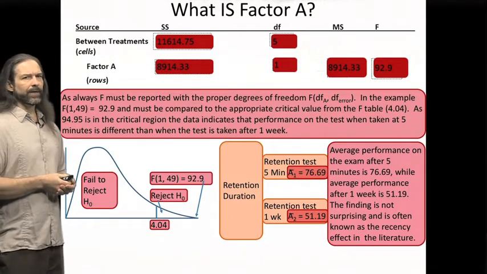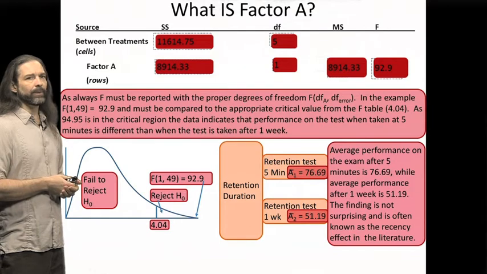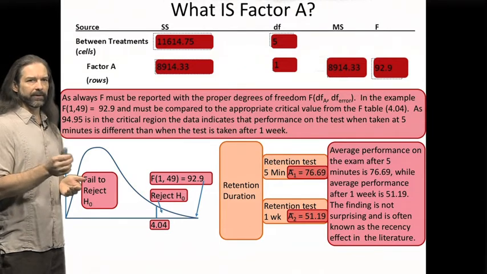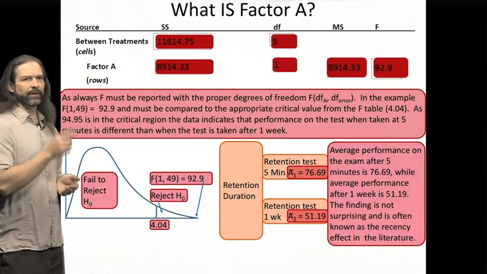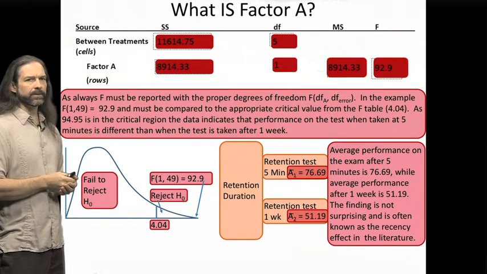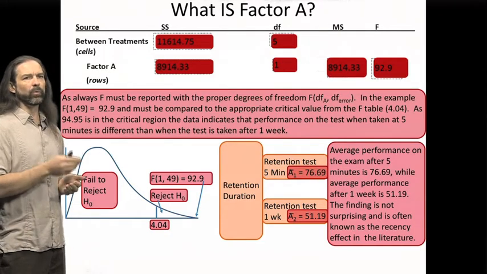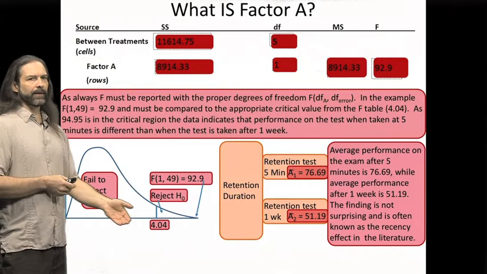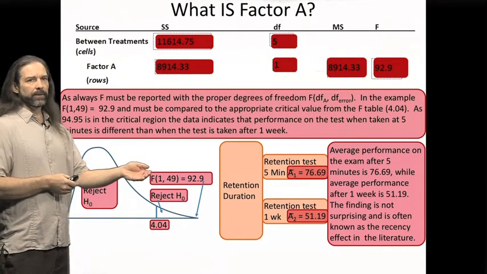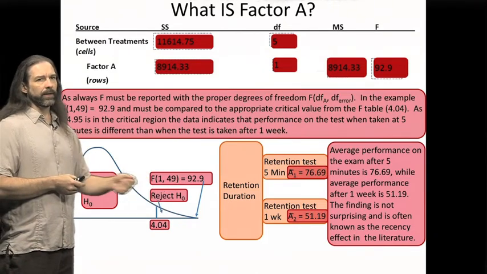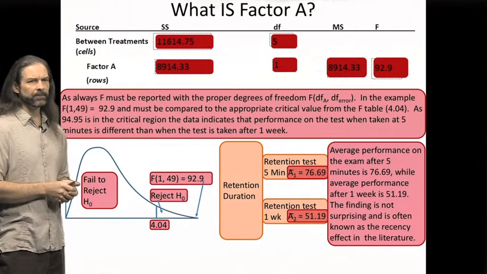In order to answer that question, we have the F observed of 92.9, but we need that F critical value. You should have experience looking that up. Remember, in the F table, you're going to have the degrees of freedom for the numerator going across the top, the degrees of freedom for the denominator. So we're going to need that F value for 1, 49. That value should be 4.04, so we know our critical value. We know that 92.9 falls well into the significant region, so we do reject the null hypothesis.